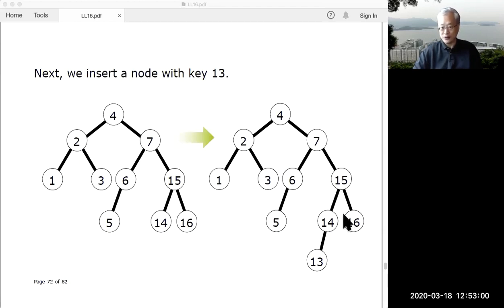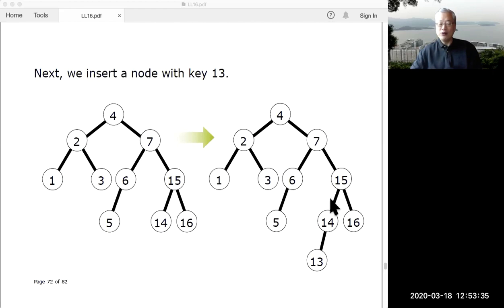So this is how we determine. We only consider that 13 is in the right subtree of the right subtree. So when it is right-right, what rotation do we need? When it's right-right, we need left rotation. So remember, left-left, then right rotation. Right-right, then left rotation, okay? And of course, left-right, then left-right double rotation. Right-left, then right-left double rotation.